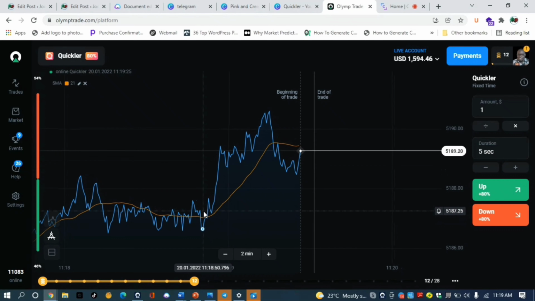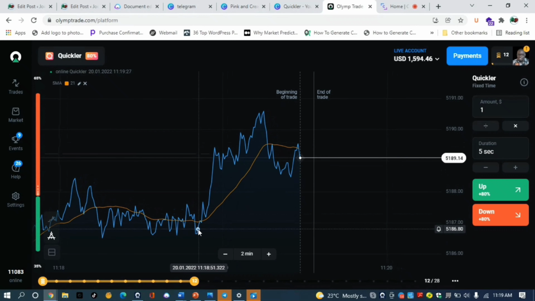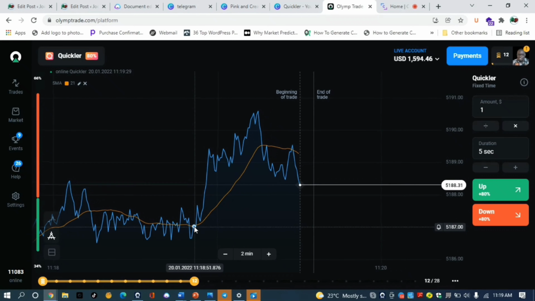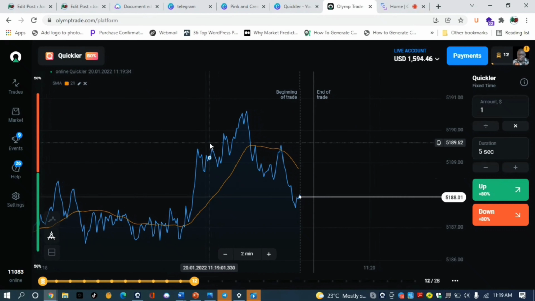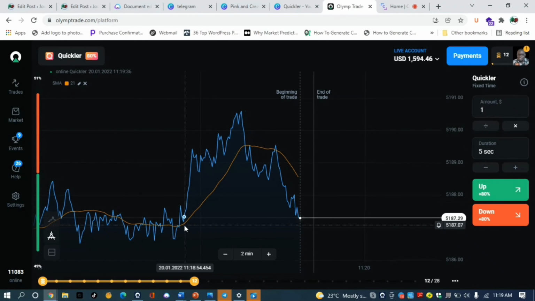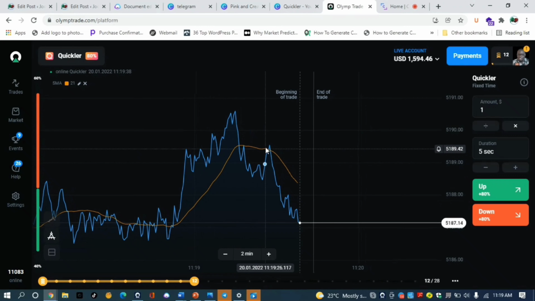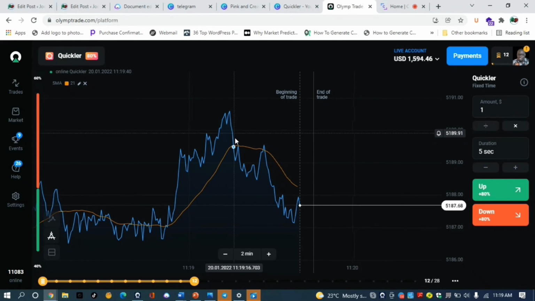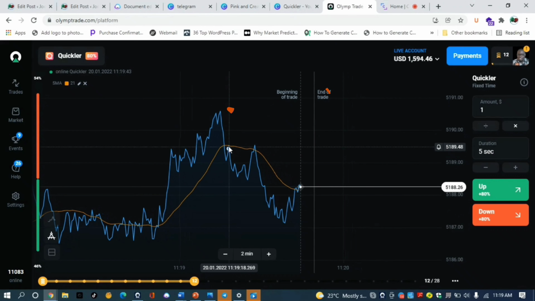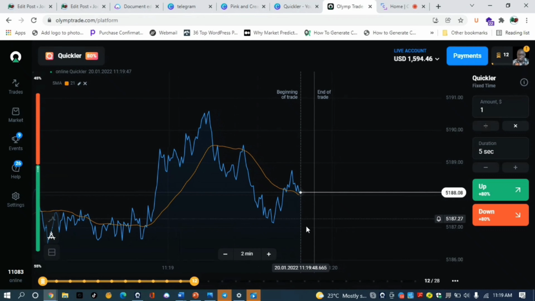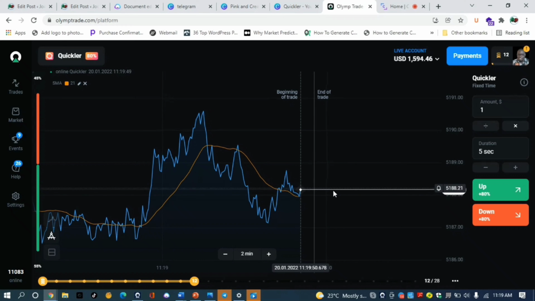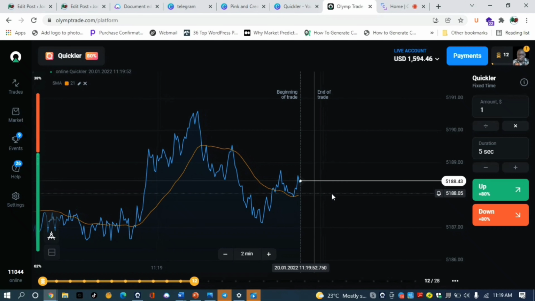Okay, look at a point like this. The market has crossed the SMA from the bottom up, so that is a signal for you to trade up, and it helps if the SMA is also facing up. Again, look at this. The SMA has crossed from top to bottom. You should trade down, and it helps if the SMA is also facing down. So let's do it in practice and see what happens.